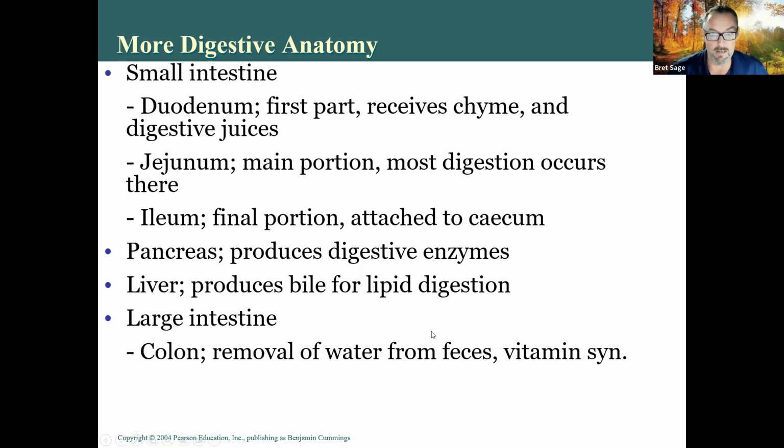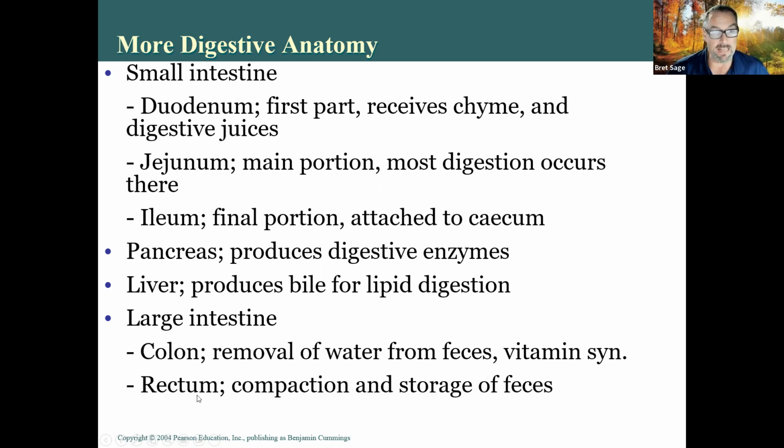In addition, there are bacteria living in there if you're healthy. They produce vitamin K and other vitamins that you need for blood clotting, as well as other important biological functions. The end of the large intestine is called the rectum. It's for compaction and storage of feces until defecation can occur. And then, of course, the end is the anus, the exit of the waste. So now we're to the end.